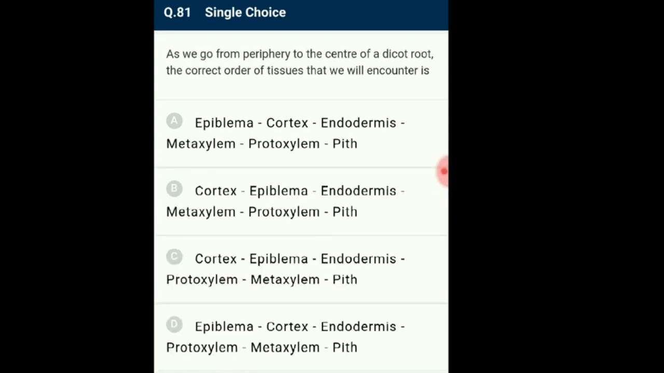Question number 81. As we go from periphery to center of a dicot root, the correct order of tissues that we will encounter is: the outermost layer of dicot root is epiblema, otherwise called rhizodermis. It is followed by the cortex region.